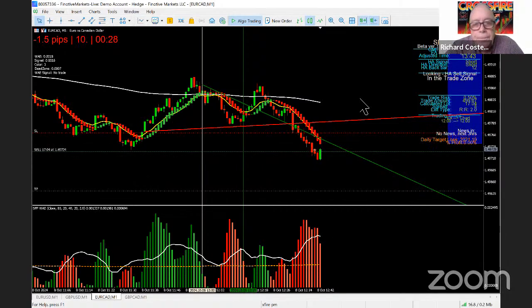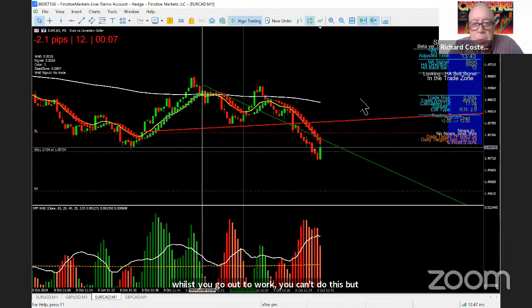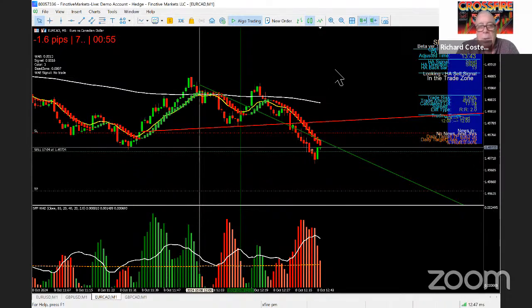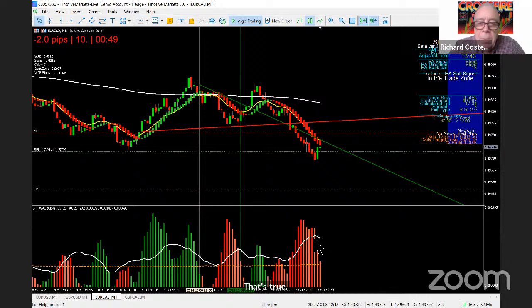Okay, so this is obviously if you're going to leave the trading assistant running whilst you go out to work, you can't do this. But this is something that I sometimes do when I can see an opportunity. Maybe we would have been better if we'd got in earlier, but can you see what's happening down here?